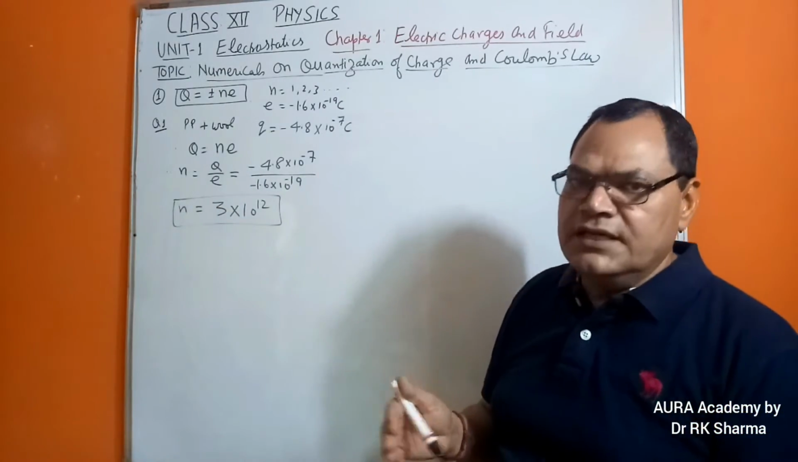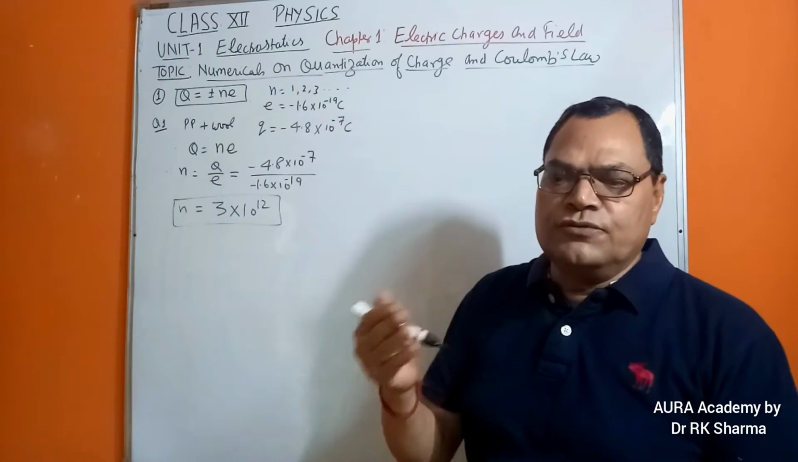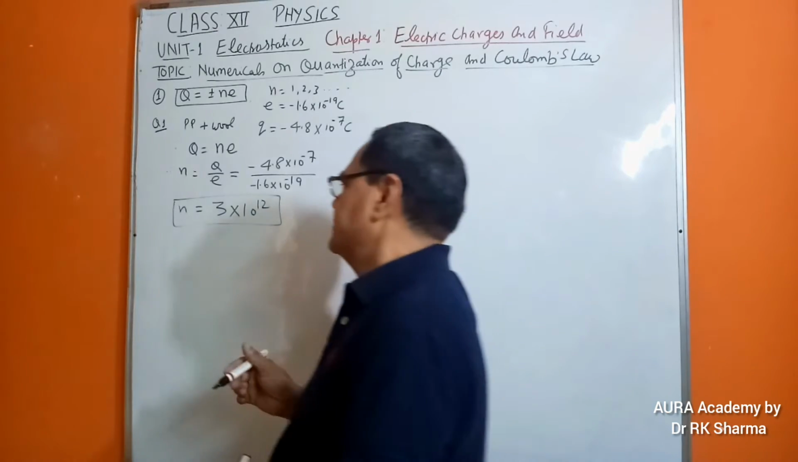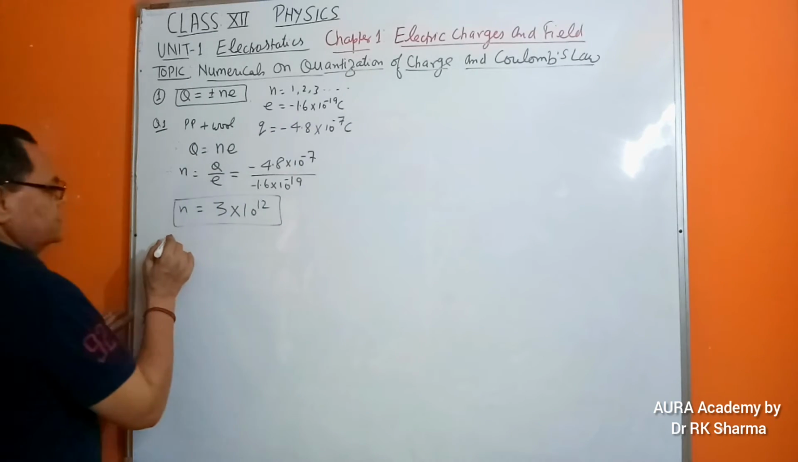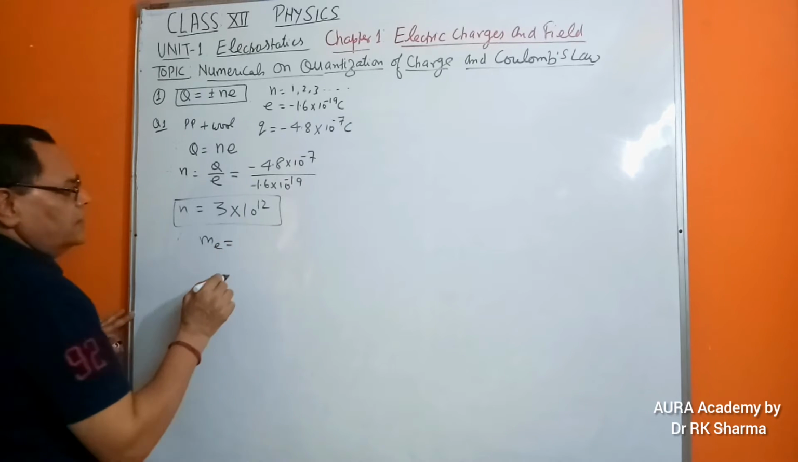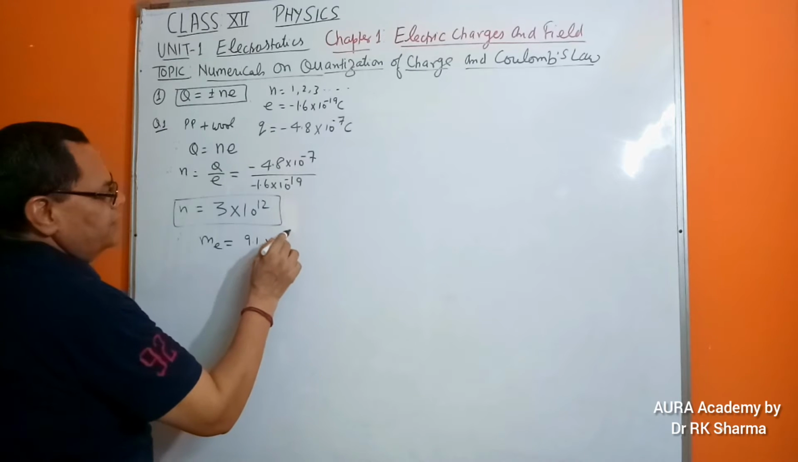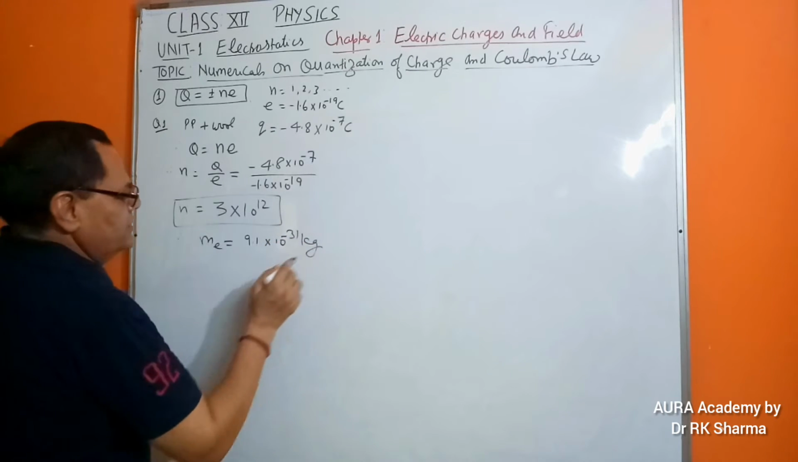Now the question is, is mass transferred? Yes, because each electron possesses its own mass. So we know that the mass of an electron is 9.1 into 10 to the power minus 31 kg.